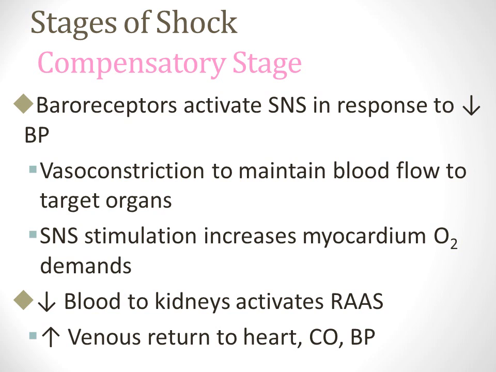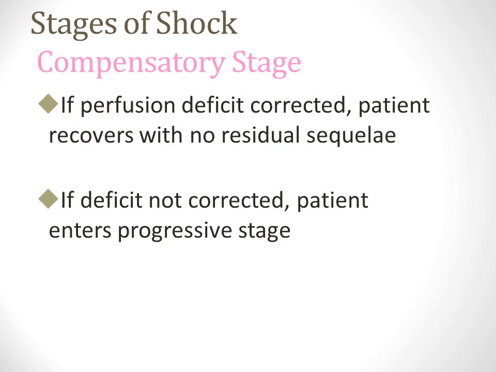So we have activation of the renin-angiotensin-aldosterone system because there's decreased blood flow to the kidney, and we're trying to hold on to sodium and water because we're trying to increase venous return and keep cardiac output where it needs to be in this compensatory phase. If we're able to correct the deficit at that point, the person will probably recover. If we are not able to correct the problem, the patient is starting to transition from the compensatory into the progressive stage of shock.